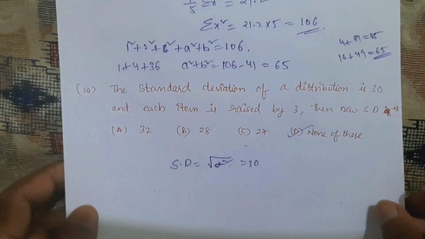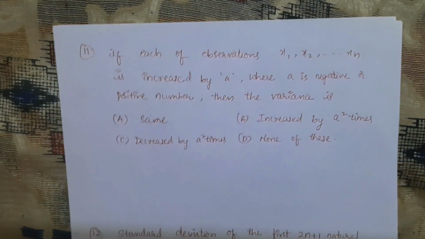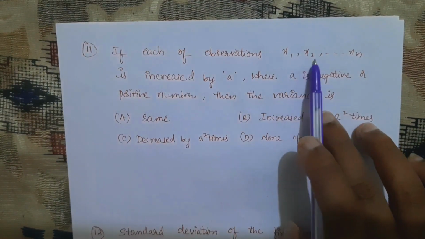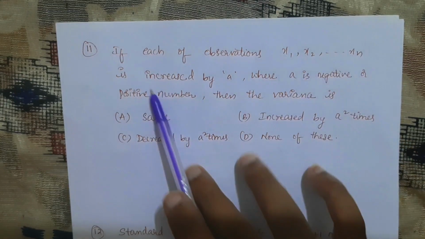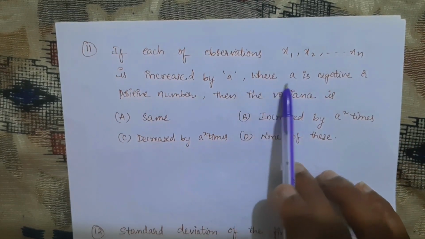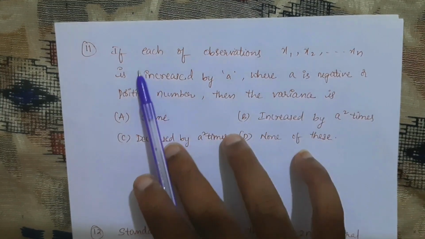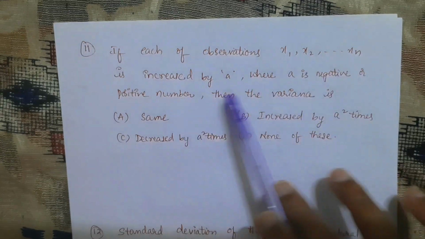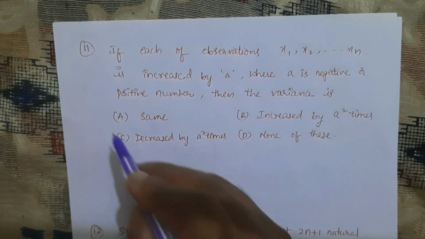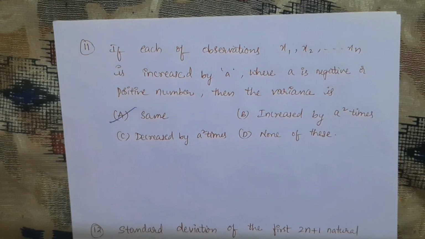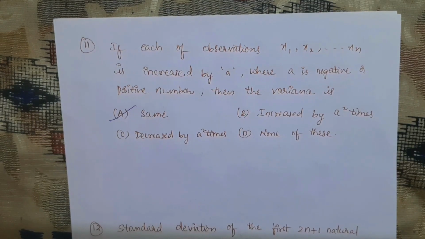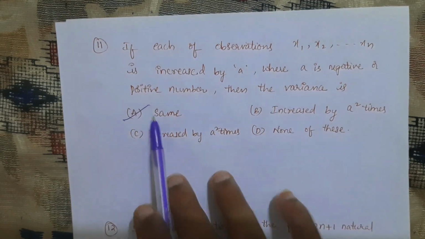Why? Because see here, I have provided a concept based question regarding this. If each of the observations x1, x2, and so on up to xn is increased by a, where a is a negative or positive number, then the variance is the same.